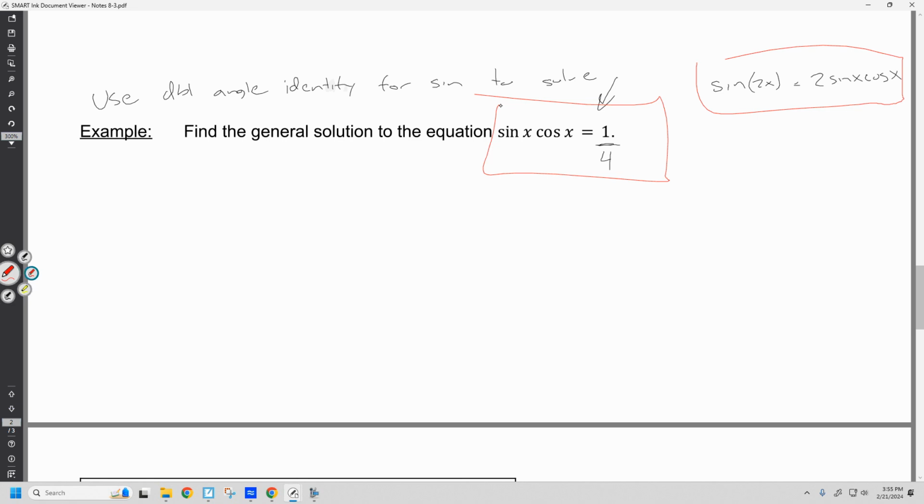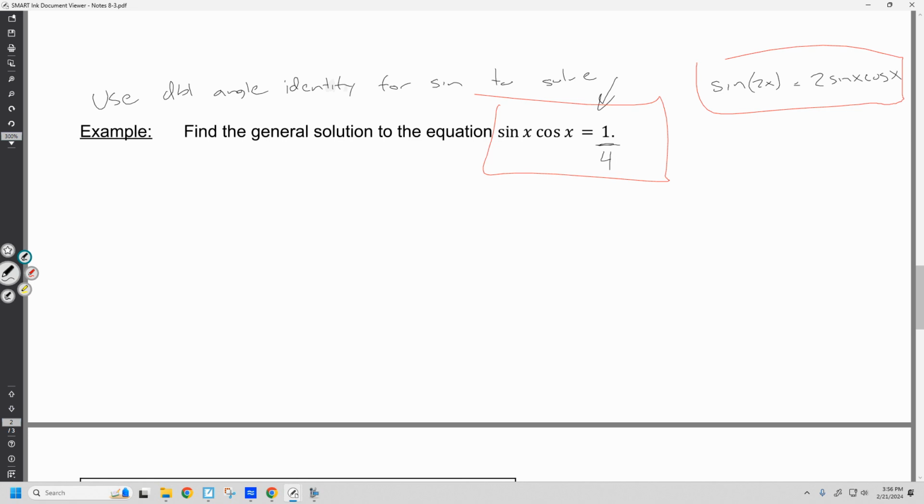We got sine 2x equals 1/2. How did you get that, Diallo? That's brilliant. How'd you get it, Diallo? No, he's got it. Perfect.